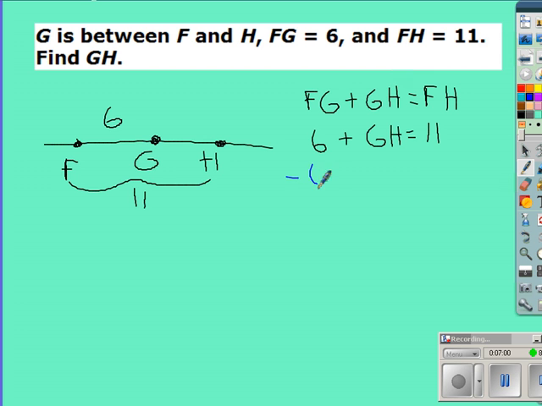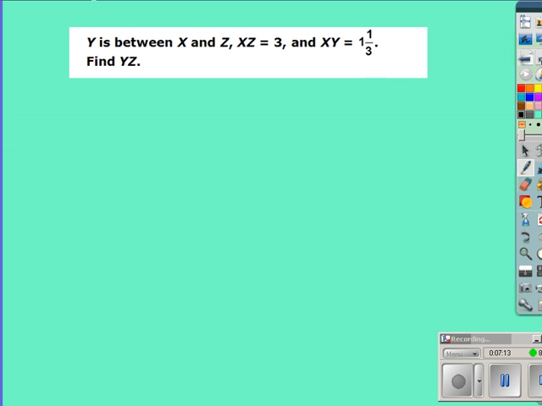Now I solve just like you would in algebra. I'm going to subtract 6 from both sides. And I'm going to get that GH equals 5. And that's our answer. Let's try another one. Take a second, give this one a try. Let's see how you did.